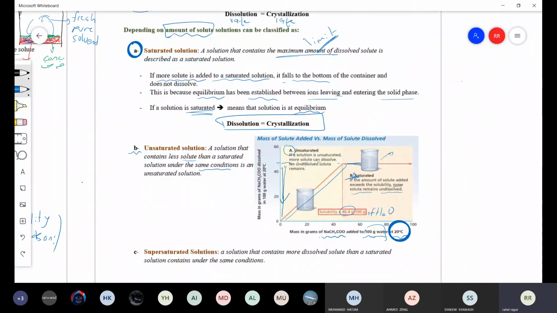We can say more solute can still be dissolved in the solution.